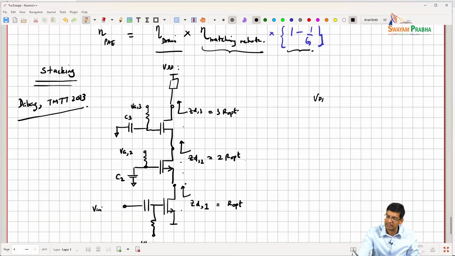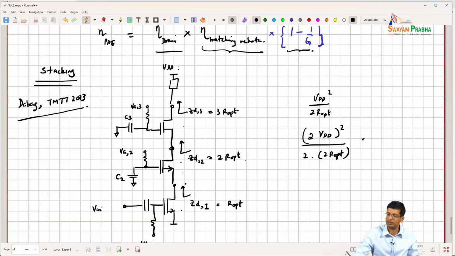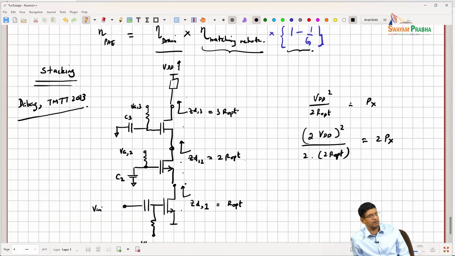In this case, I would have gotten VDD squared divided by 2R opt, right? In this case, the voltage is scaling to twice. So this is 2 VDD squared, but the resistance is also doubling, right? So let me call this Px, this will be 2 Px, right? And similarly, I can see that I'll linearly increase the output power because my VDD is scaling up linearly, right?